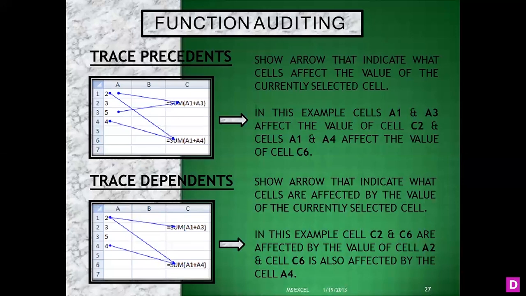This is a dependency value and a precedes value. Dependency value means that one value depends on another value, and precedes value means that the output is coming from this value. This is called the precedes value.